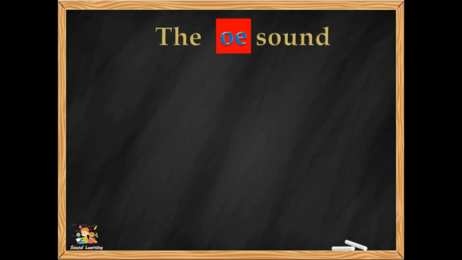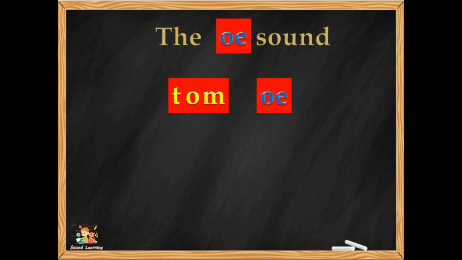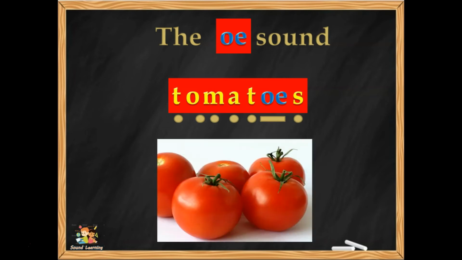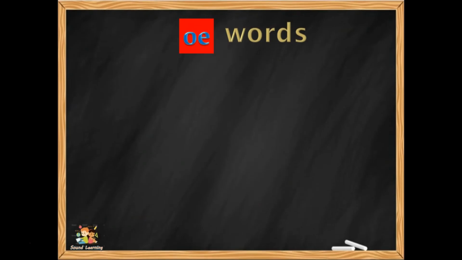Let's have a look at the next O word. T, O, M, tom. A, T, O, E, S, toes. So in English that says tomatoes. It makes much more sense. In America, they say tomatoes and potatoes, and for some reason we say potatoes and tomatoes. Well, I apologize, I'm really sorry. It's confusing, I know. Here's all the O words together that I've given you so far.